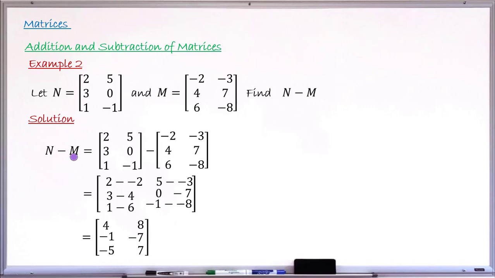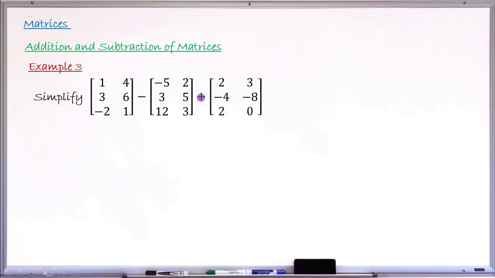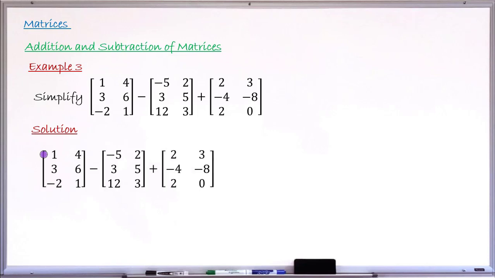I continue. Let's take another example. Example number 3 says simplify this task. I have 3 matrices: the first matrix minus the second matrix, plus the third matrix. This is what I'm asked to do. Solution: copying the given task, that is the 3 matrices, the first minus the second, then plus the third. So I can do this addition and subtraction all at the same time. Let me do that.